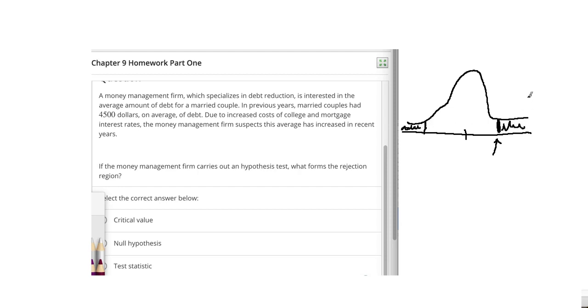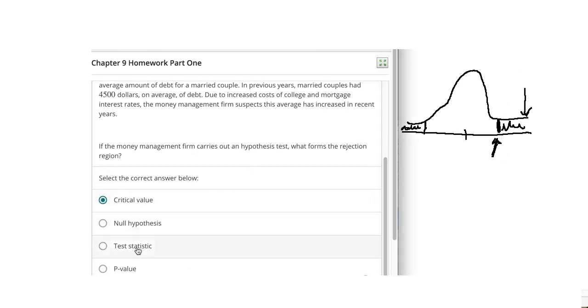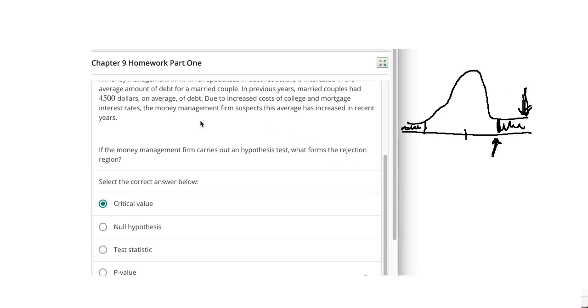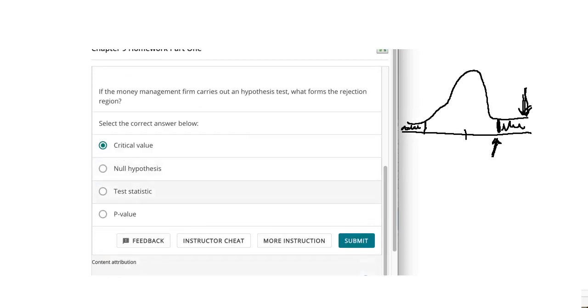So your test is significant. It means you found something. You found some evidence if your test statistic is over here. This is your critical value, though, and the critical value is really what forms that rejection region, not the test statistic. You label the critical value and then see if your test statistic is beyond it. I didn't read this one to see if it was two-tailed or one-tailed, but a critical value forms the rejection region.